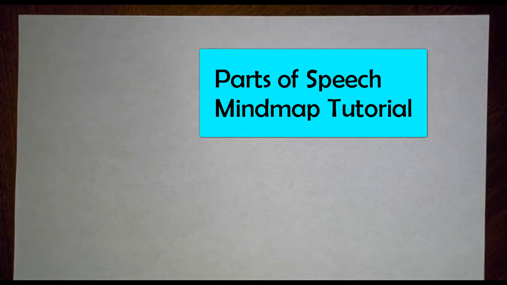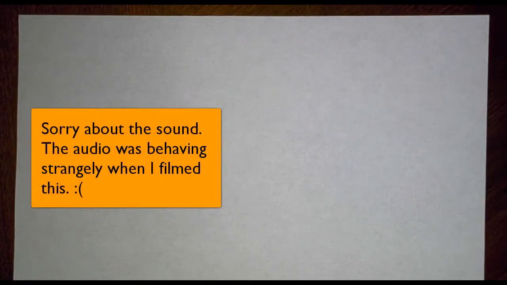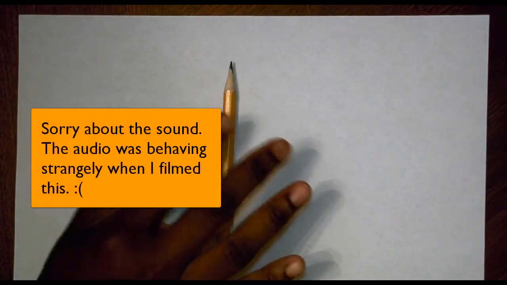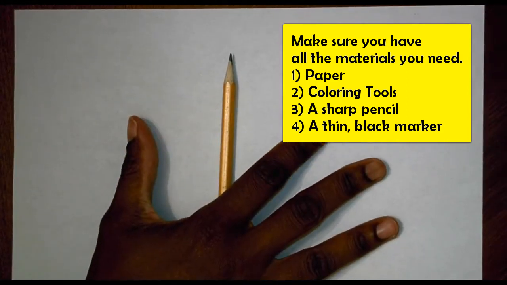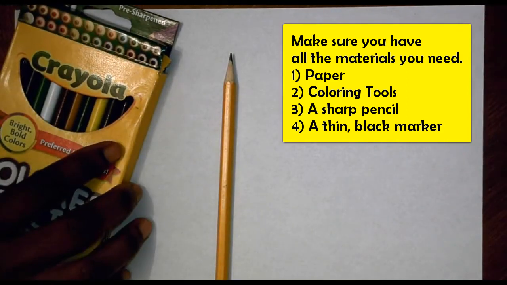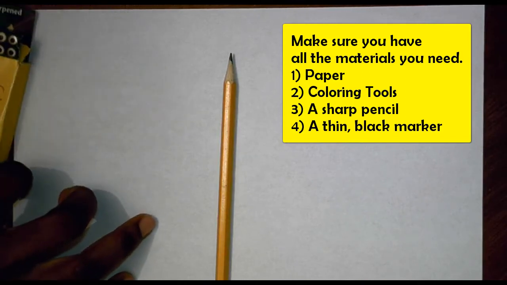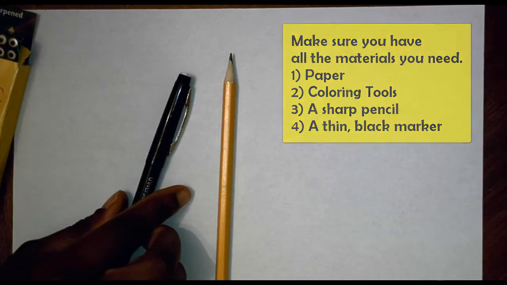So that you're prepared to do your parts of speech mind map, you need to have all the proper tools. You'll need pencil, preferably a sharp one or two, your paper, some coloring tools, and a thin black marker.